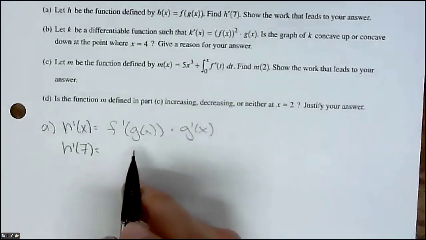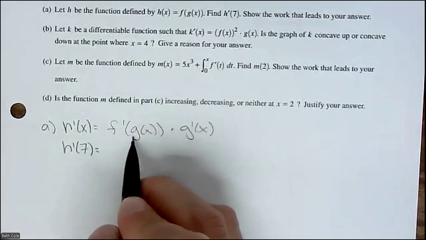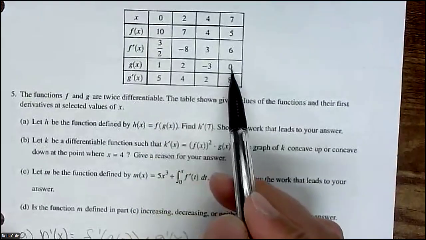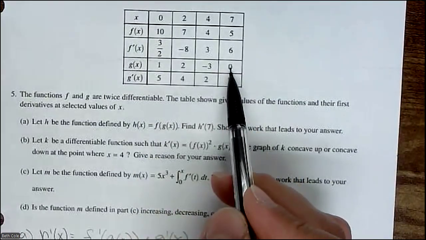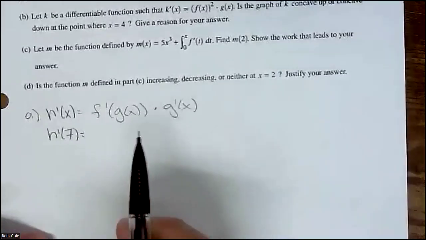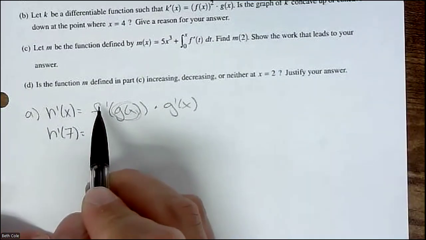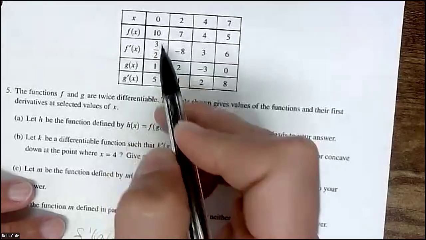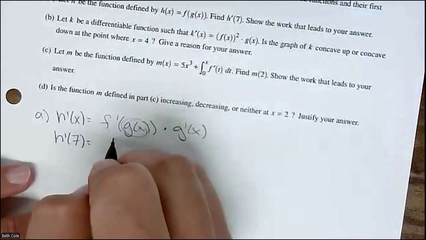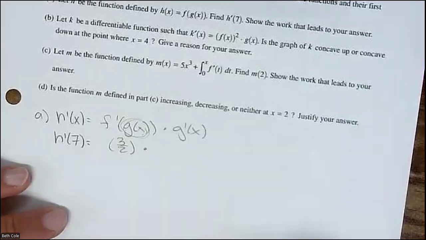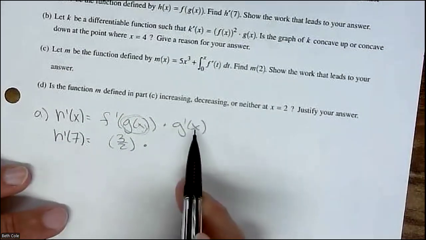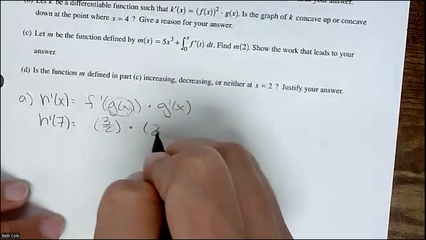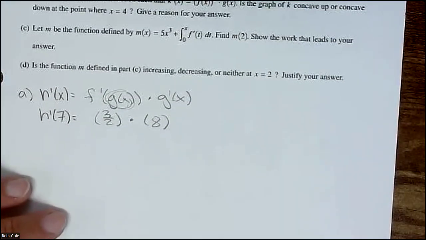Good. Now we're going to plug in 7. So you're going to start right here with g of 7. So I'm going to go to the table. What is g of 7? 0. Do you see that there? I don't have a better explanation than it's right there. All right, so this part is 0. Now we're going to do f prime of 0. So f prime of 0 is 3/2. So this first part is 3/2 times, and then we're still plugging in 7. So g prime of 7 is 8. You do not need to simplify that down, so please don't.